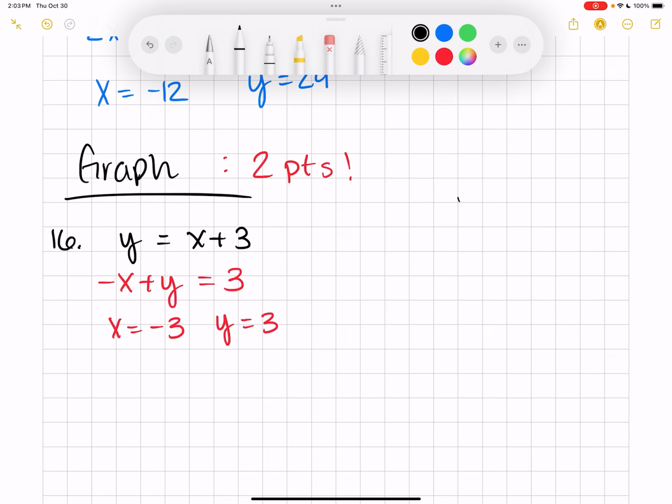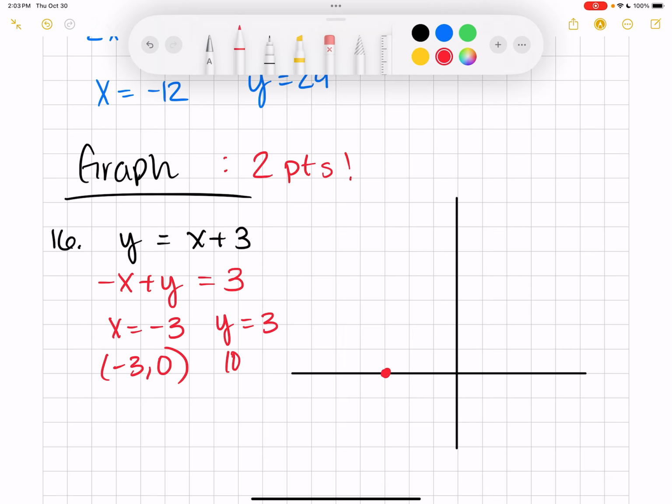And then I'm going to set up my graph here for this one. So we literally just go on the x-axis and put a dot on negative 3. This point, the intercept, is technically (negative 3, 0), and the y-coordinate is technically (0, 3). So then on the y-axis at 3, I put a point, and then I connect the dots.